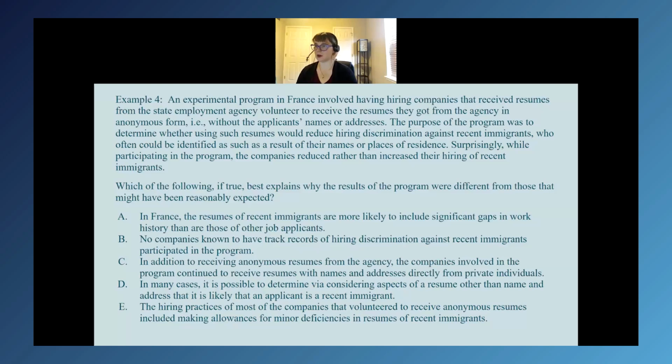An experimental program in France involved having hiring companies that received resumes from the state employment agency volunteer to receive the resumes they got from the agency in anonymous form, i.e., without the applicants' names or addresses. The purpose of the program was to determine whether using such resumes would reduce hiring discrimination against recent immigrants, who often could be identified as such as a result of their names or places of residence. Surprisingly, while participating in the program, the companies reduced rather than increased their hiring of recent immigrants.